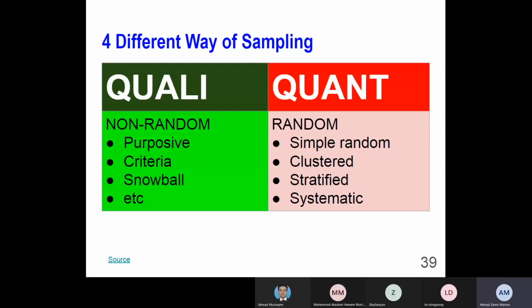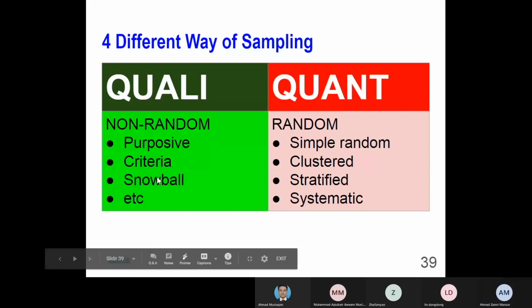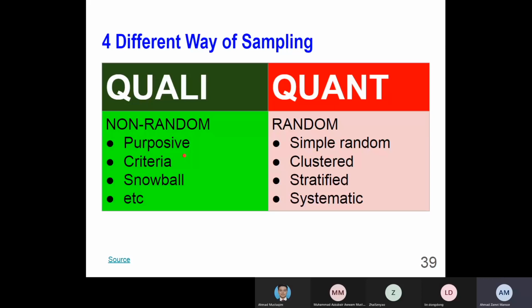There are some terms to describe this. In qualitative we use purposive sampling. That means you choose your informants based on your purpose. We use criteria sampling, where we choose our informants based on the criteria that we have stated before. We use snowball sampling. Snowball sampling means we ask the first few informants to recommend other potential informants.